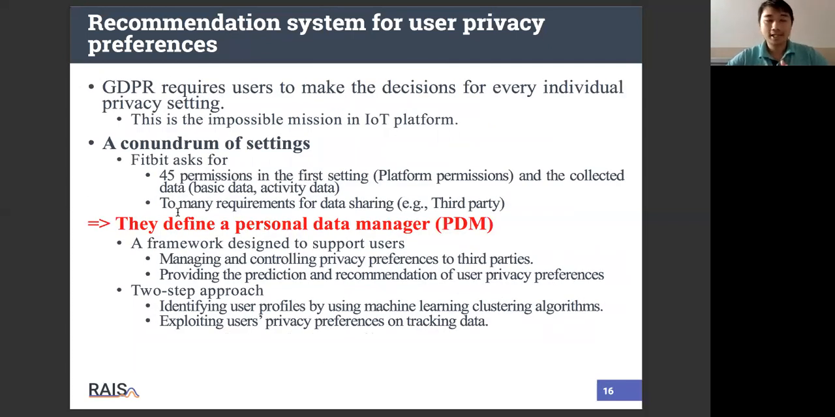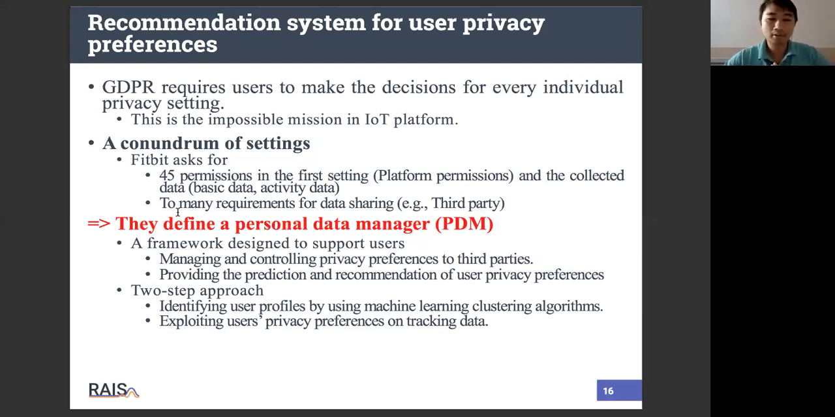And one more important thing is that with the GDPR, the user does the setting by themselves. They don't have any support from a third party or another tool. It means that it's easy for some experts, but it's a little bit of a challenge for the user who has short time to use some service, or in a smartphone or IoT environment. For example, in the Fitbit, the normal user must answer 45 permissions, made from the first setting in the platform permission or the collected data or the input data as well. And maybe they must know this data is shared with another third party, or can be reused for another purpose. The total is 45 permissions, a big number for the normal user.